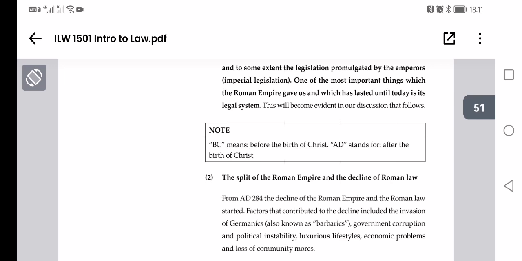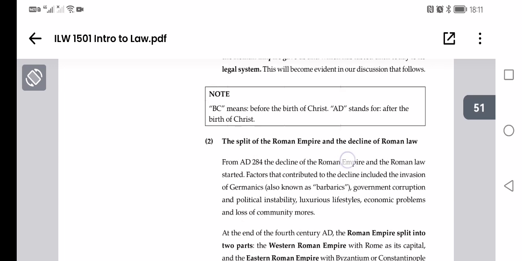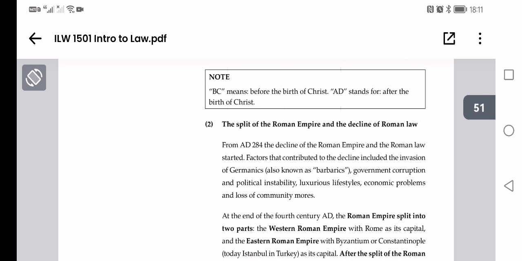One of the most important things which the Roman Empire gave us and which has lasted until today is its legal system. This will become evident in our discussion that follows. Note, BC means before Christ, before the birth of Christ, and AD means after the birth of Christ.